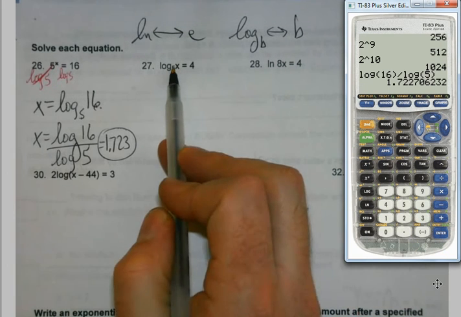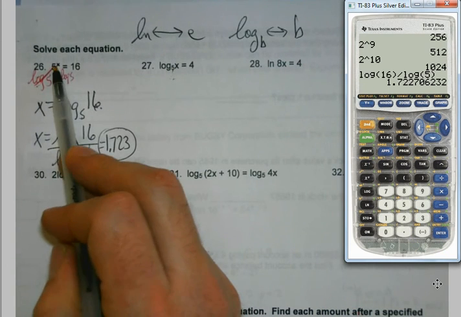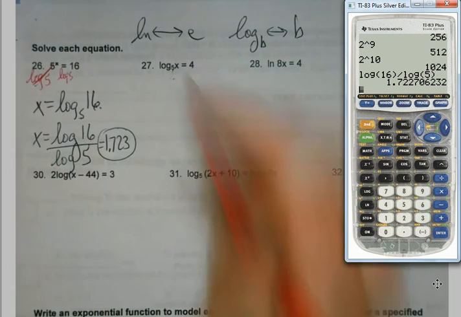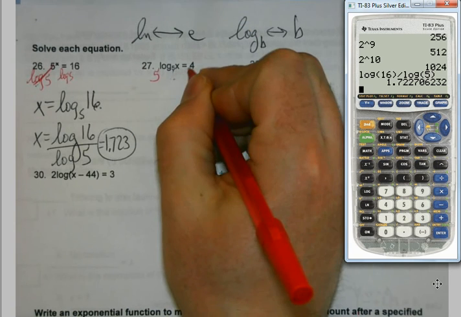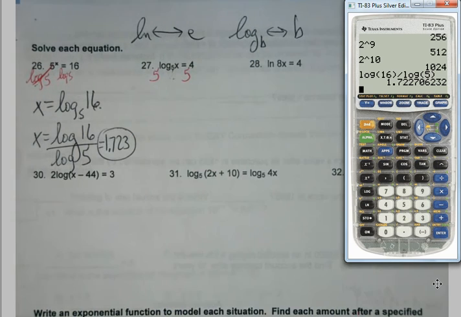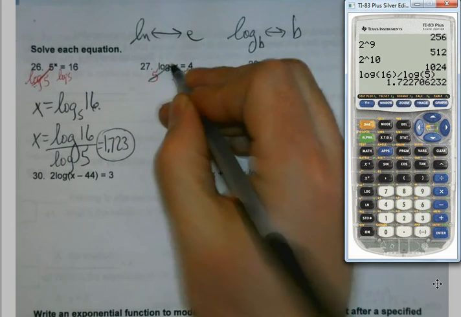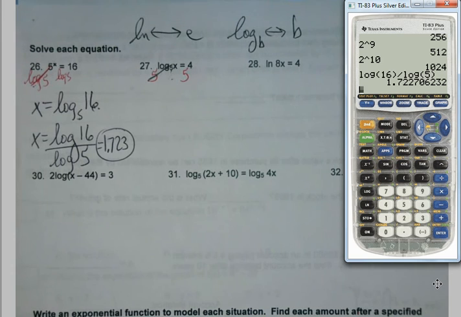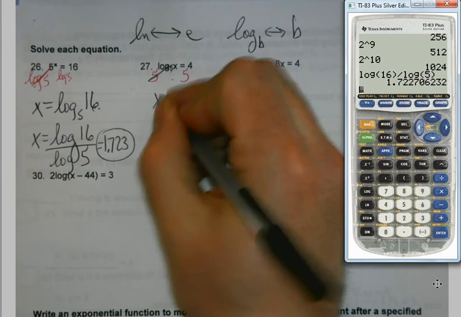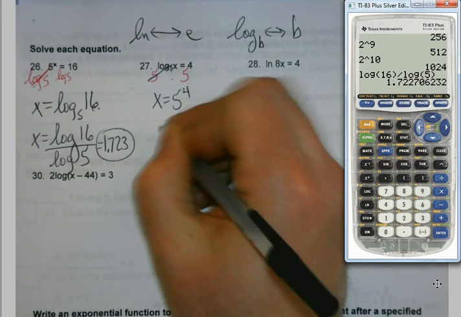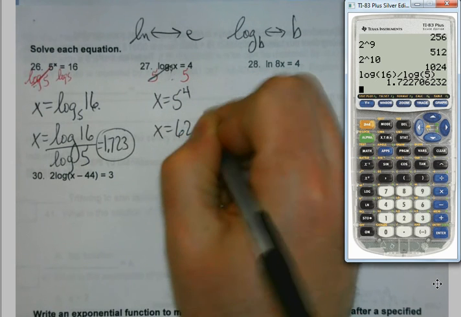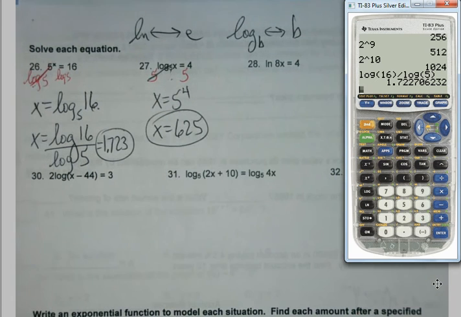Same idea going here. If I use log base 5 to get rid of 5, to get rid of log base 5, I just use 5. Even to the other side where there's no log, because it's still an equation and I still have to do to one side what I do to both. 5 to the 4th, which is 625. Again, it's an exponent.